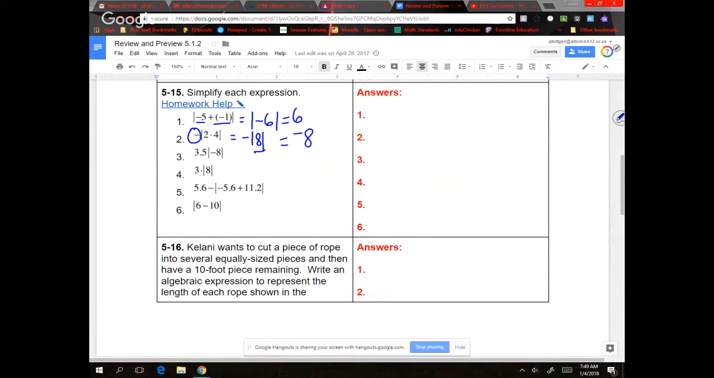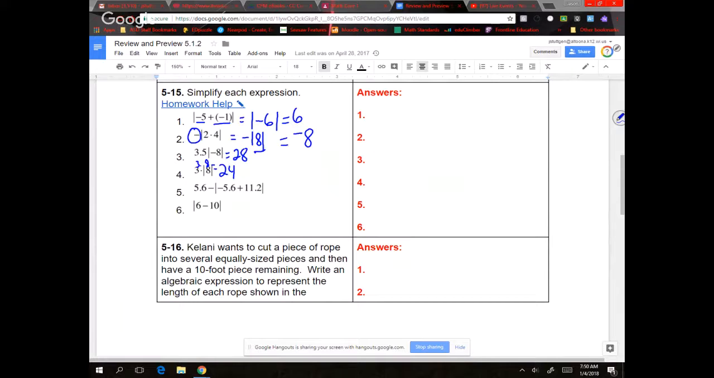Okay? So we should be able to know, well, 3 times 8 is 24, and half of 8 is another 4. So 24 plus 4 is 28. Okay? So you should know that that is 28. So that equals 28. Next one, 3 times 8. And again, absolute value of 8 is obviously 8, so it's 3 times 8 is 24.